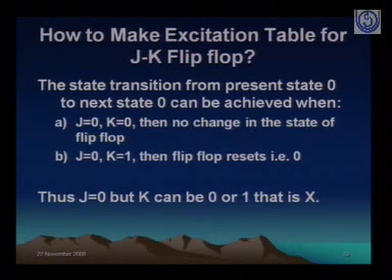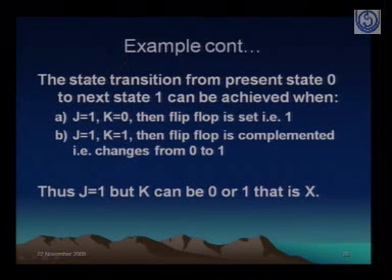Let's see a similar situation, the state transition from present state 0 to next state 1. To do so, there are two ways of getting it. Either we simply set the flip-flop or we complement the flip-flop. So two possible ways for JK. For setting, j is the set input, so we apply j as 1, k as 0. So the next state for the flip-flop will be the set state. So we reach from 0 state to 1 state.